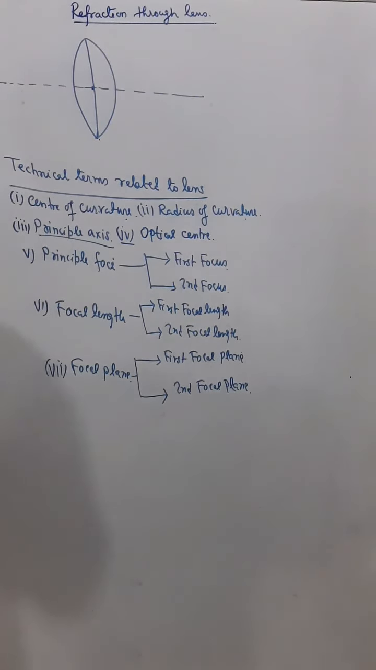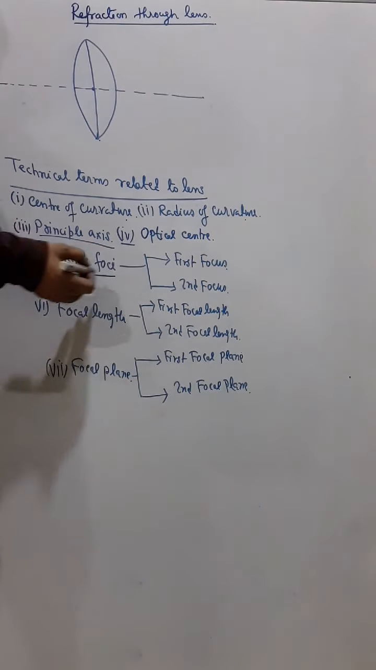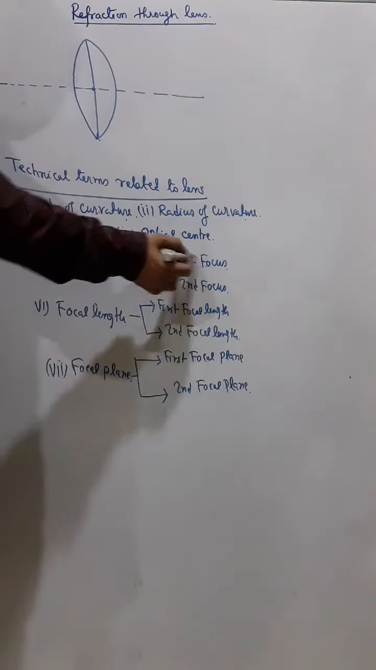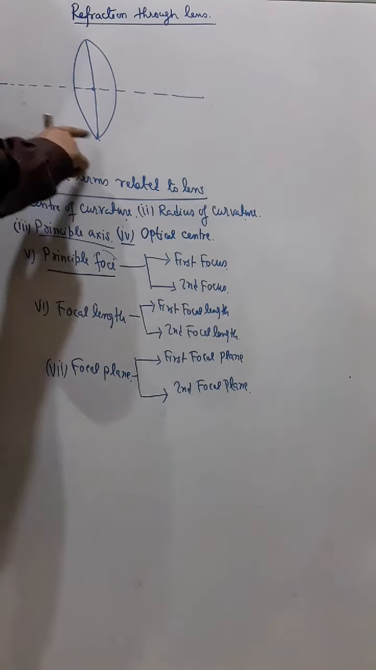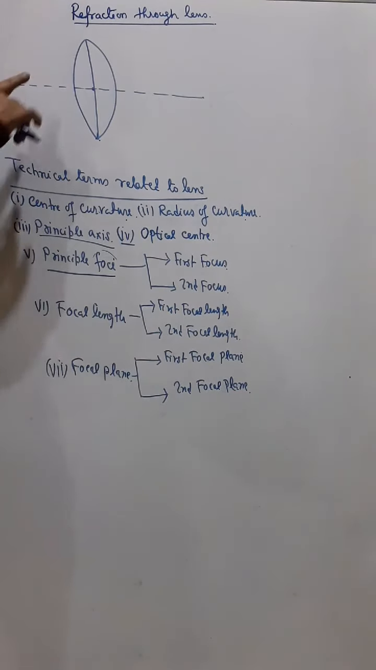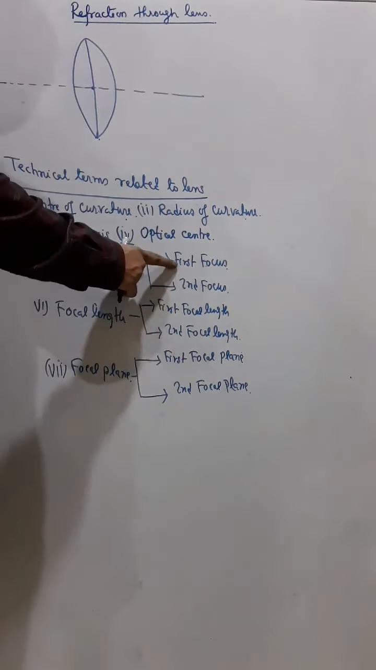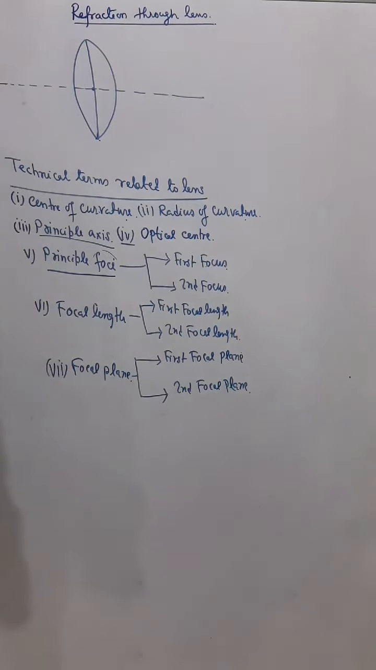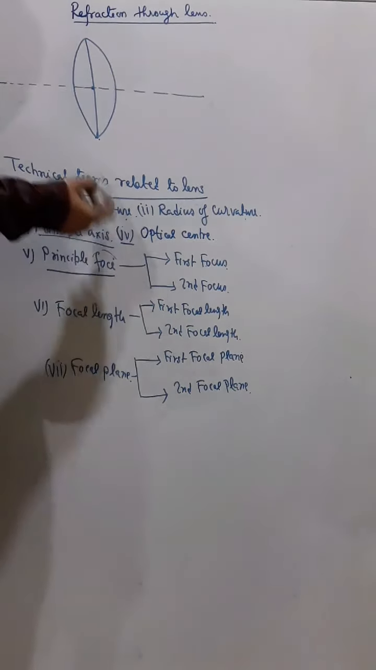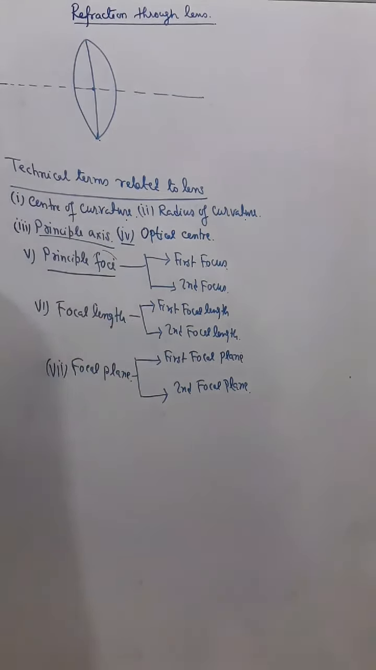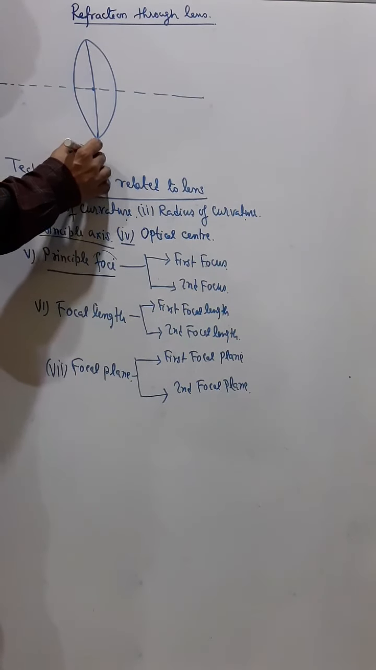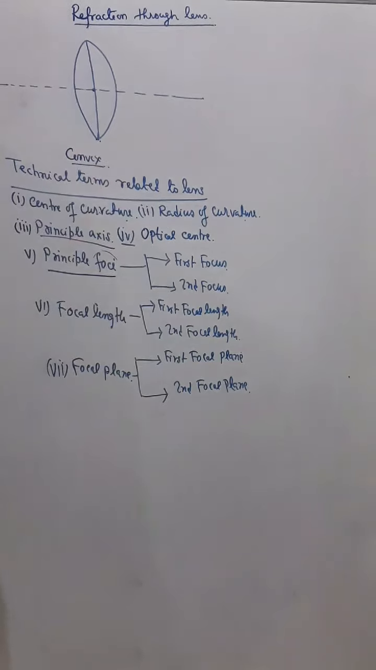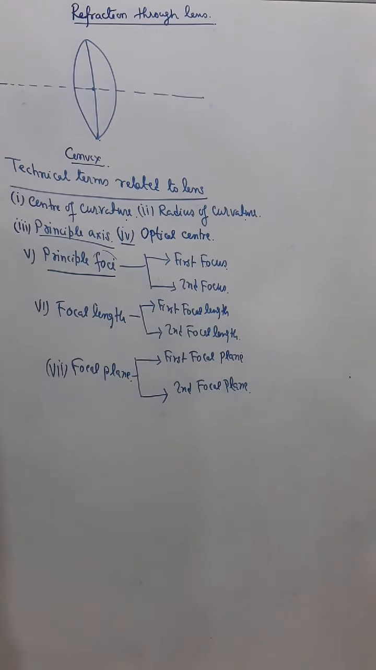Okay. Next is principal foci. In fact, foci is the plural of focus. Now in a concave lens and a convex lens, we generally mention two foci. So we say first focus and second focus, and their definitions are different for a concave lens and different for a convex lens. Okay. So first we'll see about the convex lens. What is first focus and second focus?